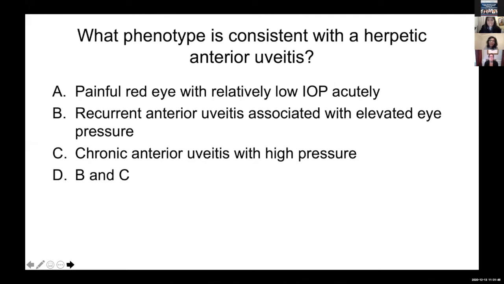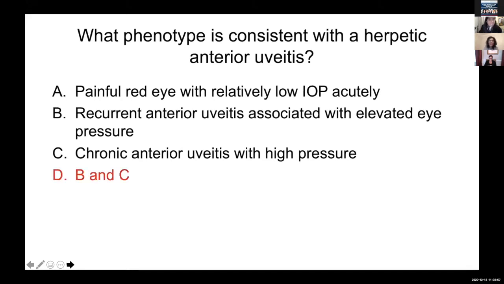Moving on, so what phenotype is consistent with a herpetic anterior uveitis? A, painful red eye with relatively low intraocular pressure acutely. B, recurrent anterior uveitis associated with elevated eye pressure. C, chronic anterior uveitis with high pressure. And D, B and C. The answer might be D. Okay, excellent. Yeah, that is correct.